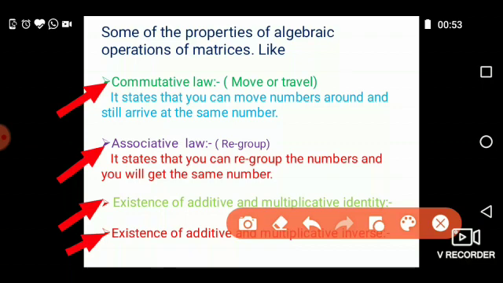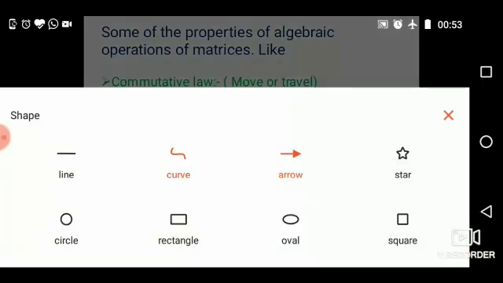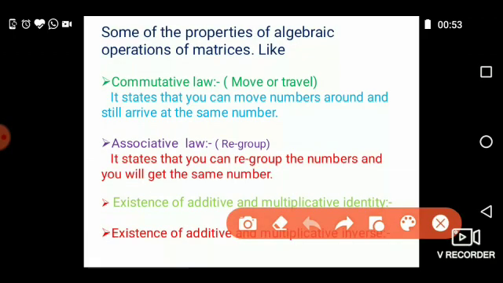The word commutative means move or travel from one side to another side. The commutative law states that you can move numbers around and still arrive at the same number. It is called commutative.